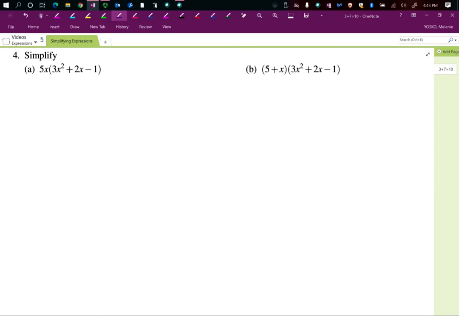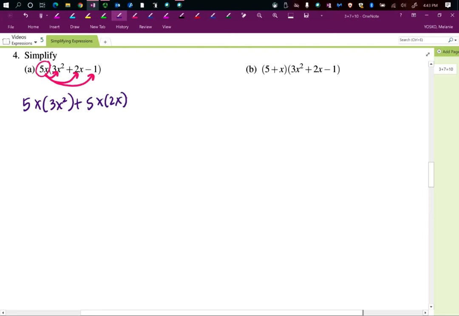Okay, we're going to simplify 5x times the quantity 3x squared plus 2x minus 1. We're also going to use that distributive property. So we're going to look at 5x, and now we're going to multiply it by the term in the front, then the term in the middle, and then the term in the back. So we're going to have 5x times 3x squared plus 5x times 2x plus 5x times a negative 1.